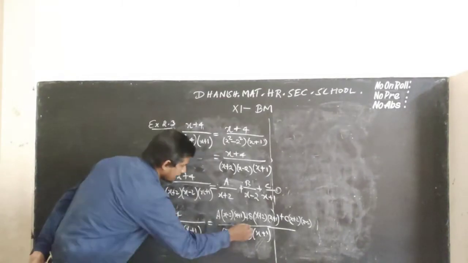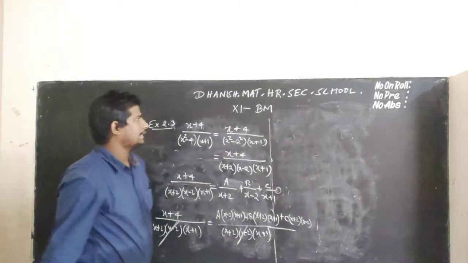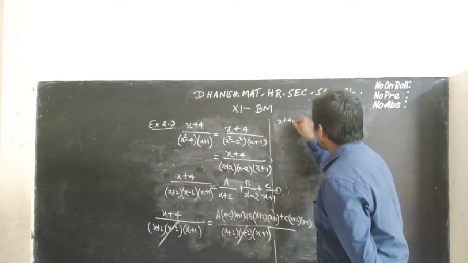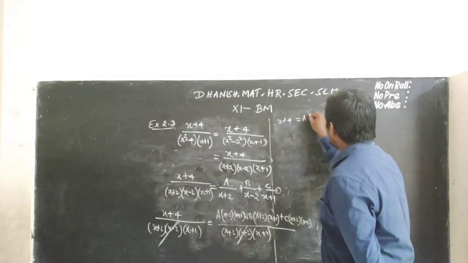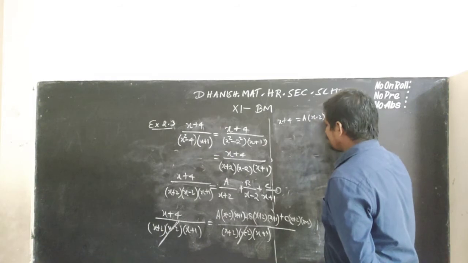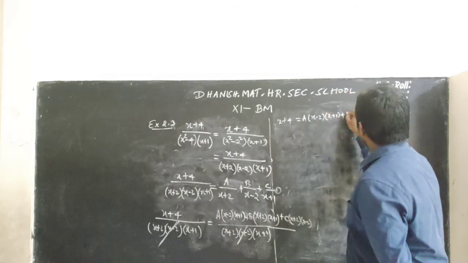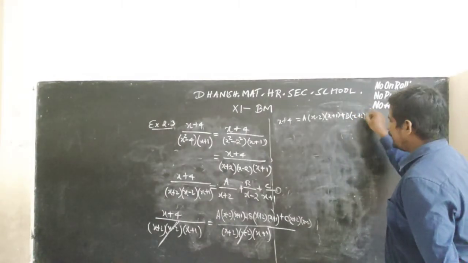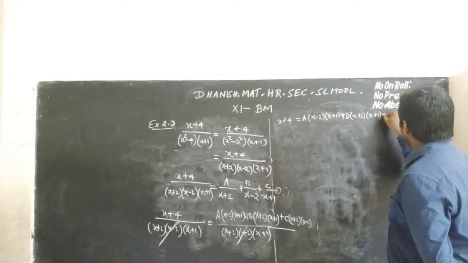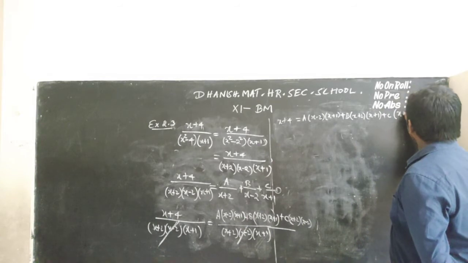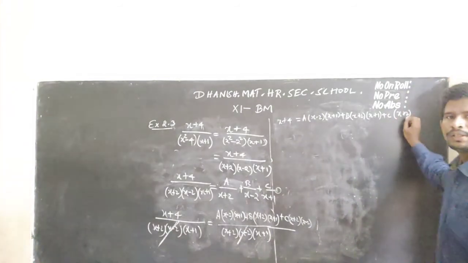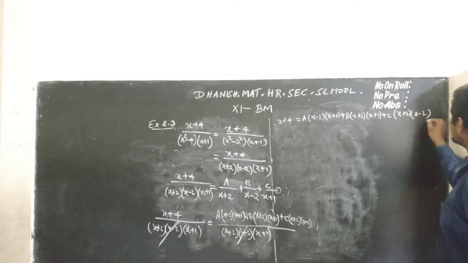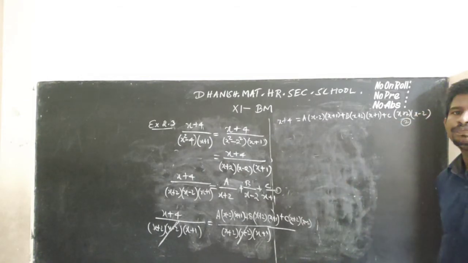These two denominators will get cancelled. What's the remaining? X plus 4 equal to a into x minus 2 into x plus 1 plus b into x plus 2 into x plus 1 plus c into x plus 2 into x minus 2. We can consider this as equation number 2.